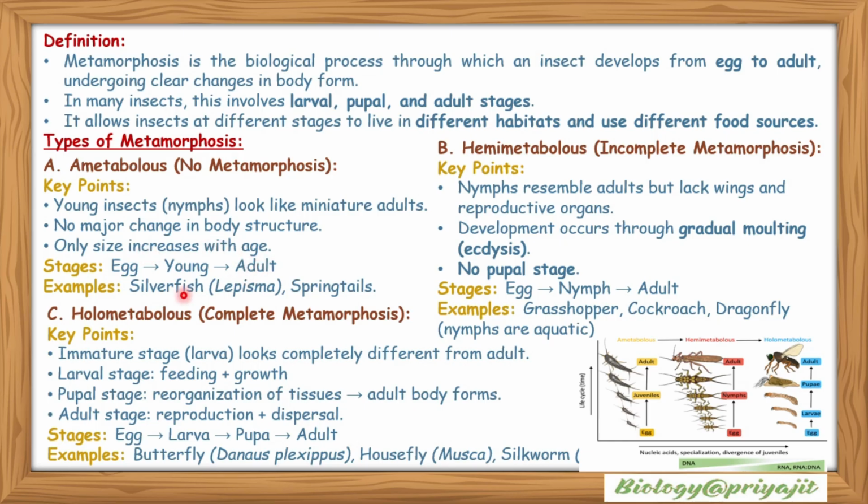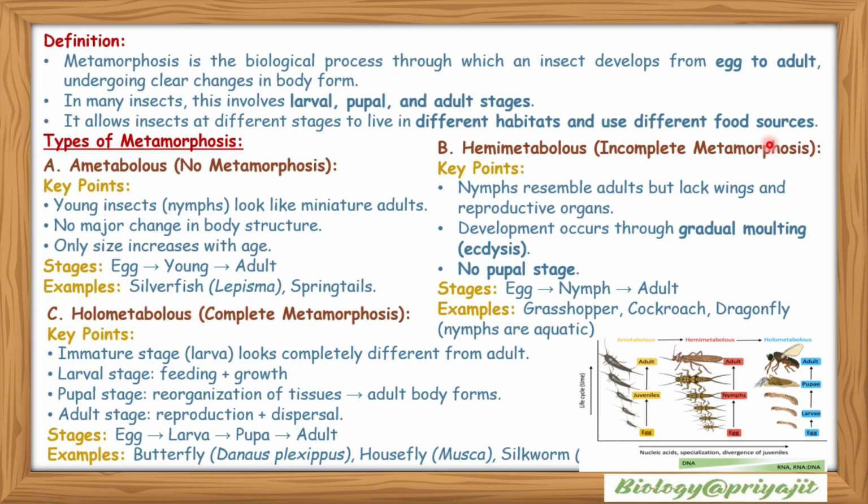with age. So in ametabolous metamorphosis, the egg is converted into a young one, which is very similar to the adult, and then the young one will gradually increase in size and convert into an adult. Examples of insects where ametabolous metamorphosis is found are silverfish or lepisma and springtails. Basically they are ametabolous insects.